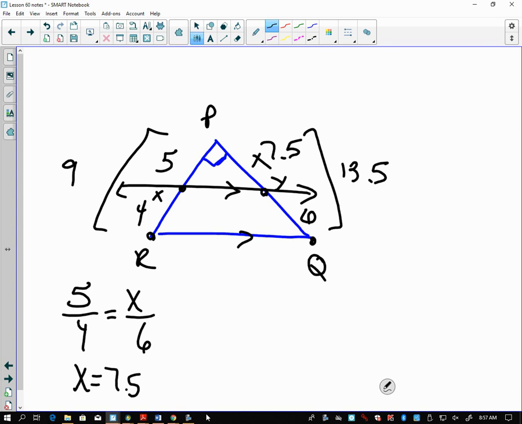Yes, good. He just asked if RQ was the hypotenuse. Yes, it is, because it is where? No, not because it's at the bottom, because it's opposite the right angle. Very good. All right.